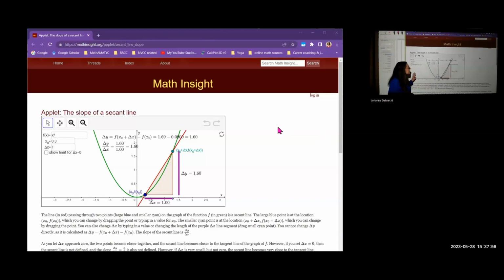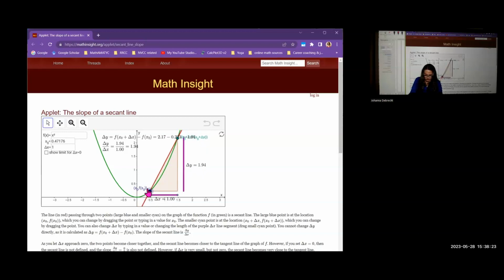You can see here in Math Insight's applet window, the secant line to a parabola. We have a parabola here in green, and we have a fixed point here, which is A, and you can see up here it's allowing you to choose your x naught and x1. Those are going to be these points here. You can also drag them if you want. You can just click on one of them and drag the whole thing.